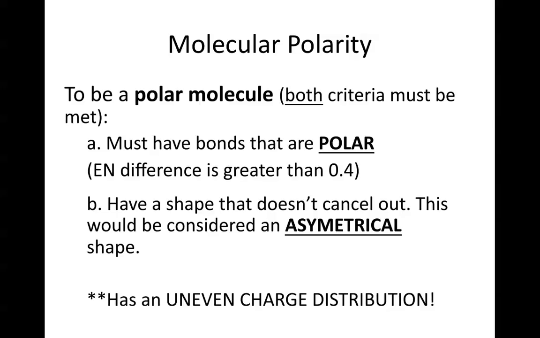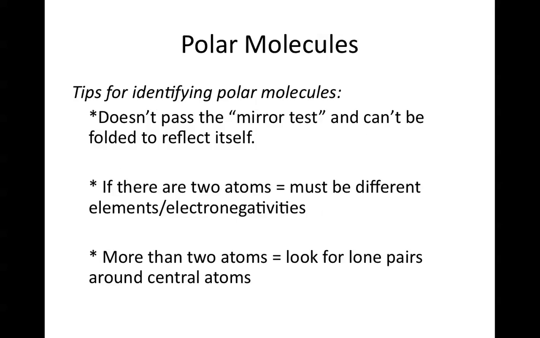In order to be a polar molecule, there are two things that have to happen. One, there has to be at least one bond that is polar, which means it has an electronegativity difference greater than 0.4, and two, the shape cannot cancel out, which means it's an asymmetrical shape, and we'll talk about how to determine that. We also say that a polar molecule has an uneven charge distribution.